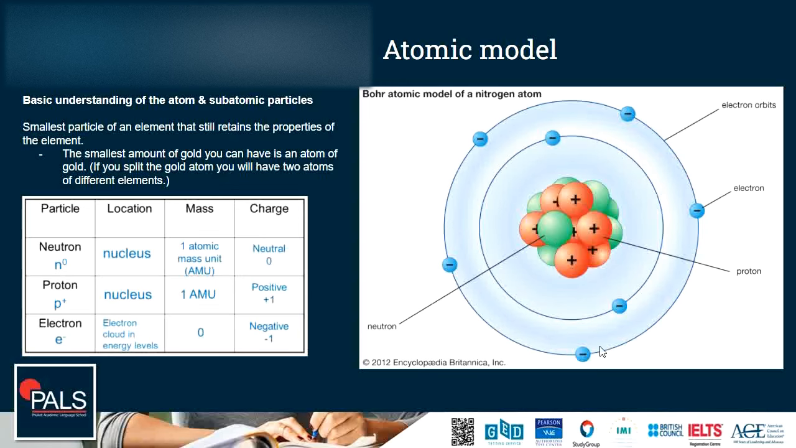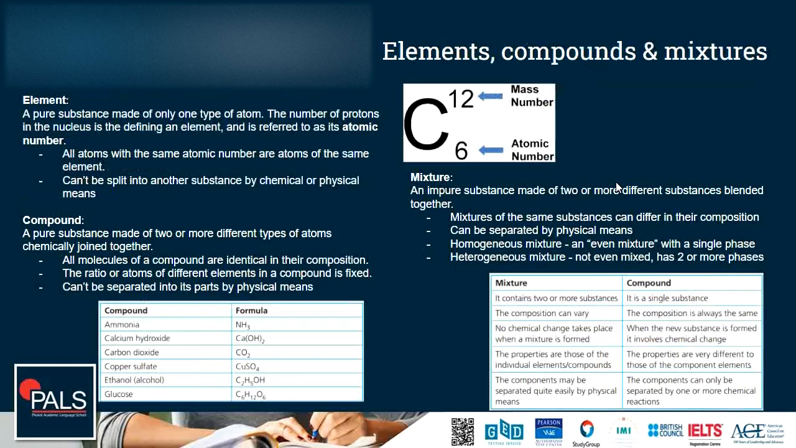Okay. Let's go to the next slide. Elements, compounds, and mixtures. An element is a pure substance made of only one type of atom. The number of protons in the nucleus is what's defining an element, and it's referred to as its atomic number, which we can see here. The carbon atom has an atomic number of 6, which means an atom of carbon will have 6 protons in its nucleus, and that's what's defining the carbon atom.